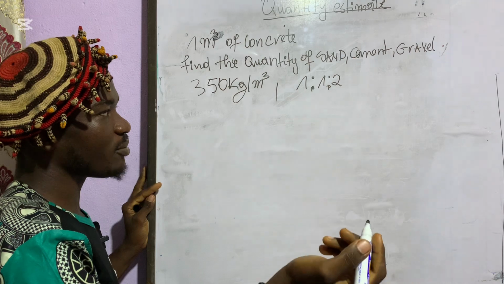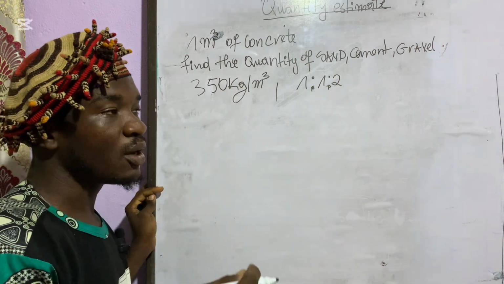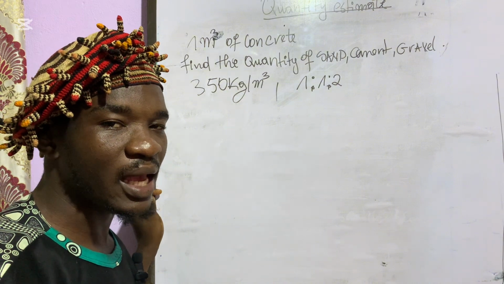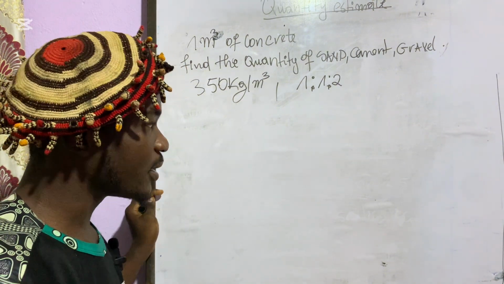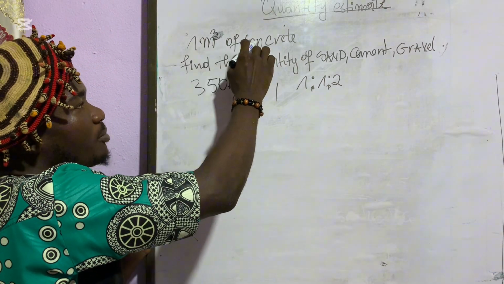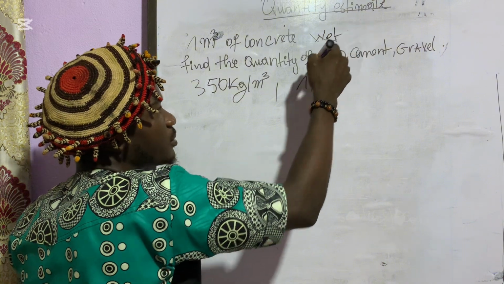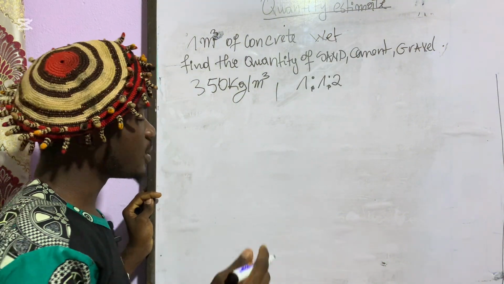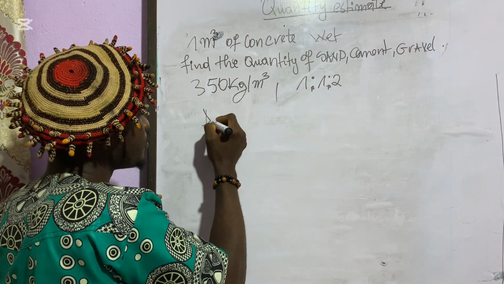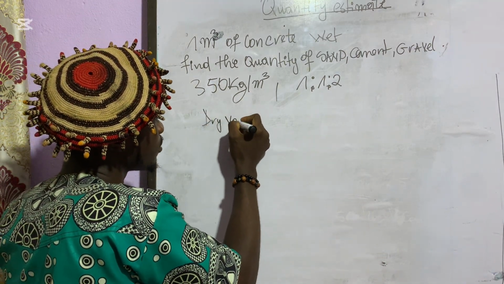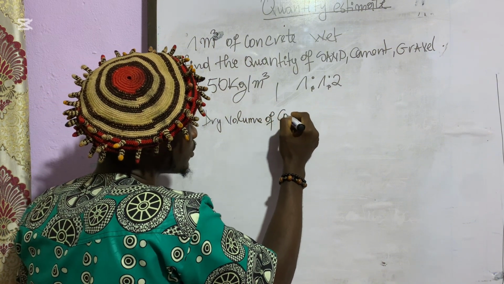So how do we get, for example, the quantity of cement? To have the quantity of cement, we first of all have to get the exact value in terms of volume of concrete. Because this 1 meter cube of concrete is actually the wet concrete. So how do we get it? You have to get the dry volume of concrete.